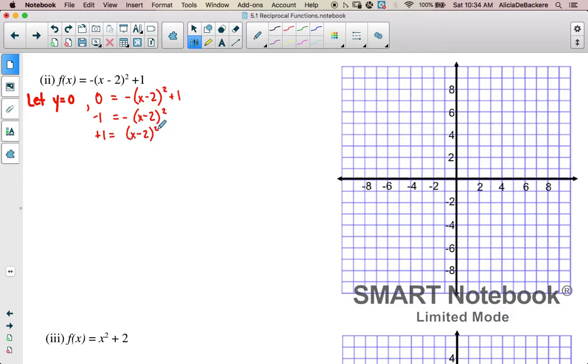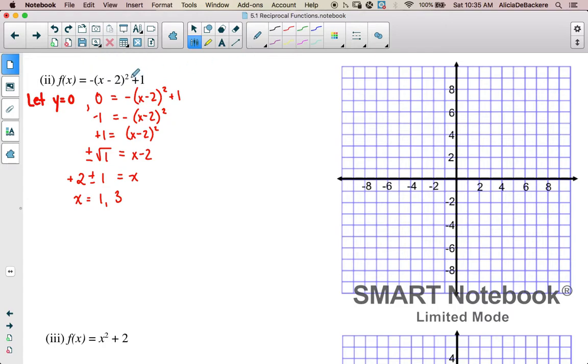Remember that when you take this squaring over to the other side, you have to do the plus and the minus square root. So now I have plus or minus 1, and I've got that negative 2. I'm going to bring it over and add it to the other side. So I can see here that x is either going to be 2 plus 1 or 2 minus 1, so 1 or 3. So I've got two x-intercepts, and there are other ways.